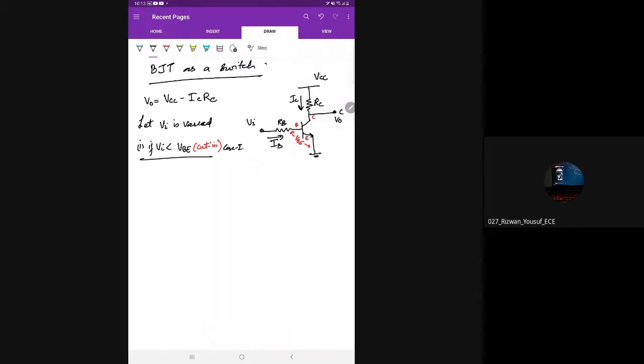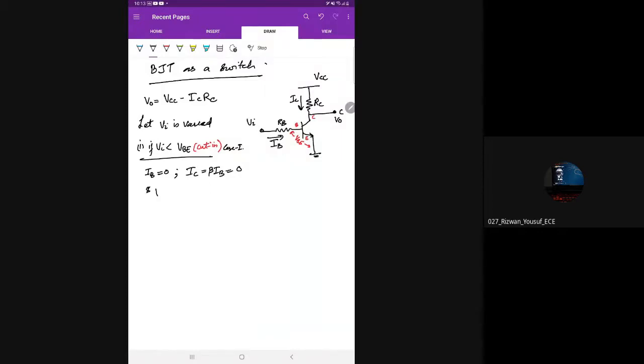Now see, if VI is less than VBE, in that case IB will be equal to 0 because V input is very small, less than 0.7 V. So current cannot flow or electrons cannot cross the base emitter junction. So current cannot flow through the base terminal, so IB will be equal to 0. If IB is equal to 0, IC will also be equal to 0.